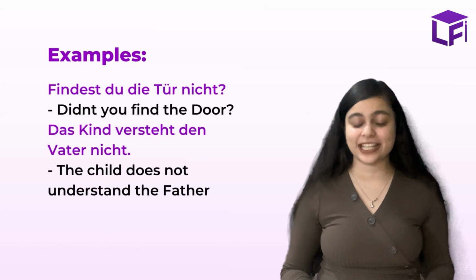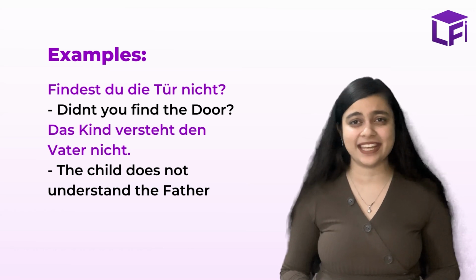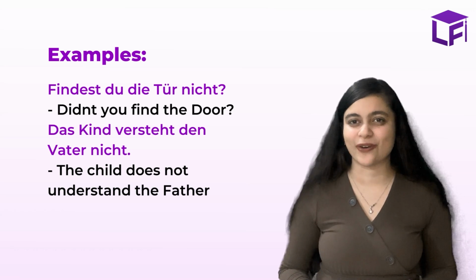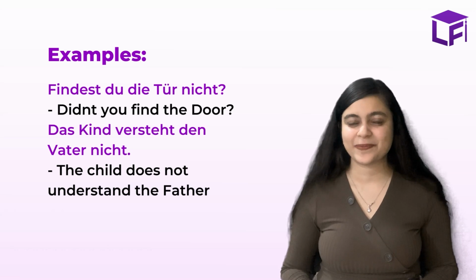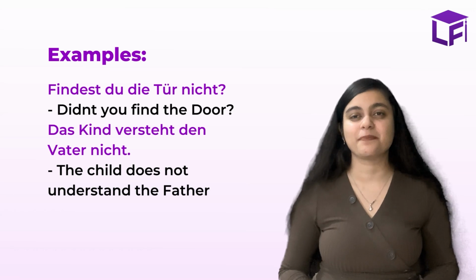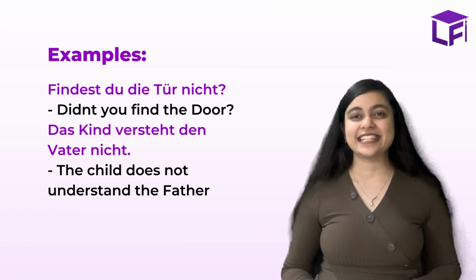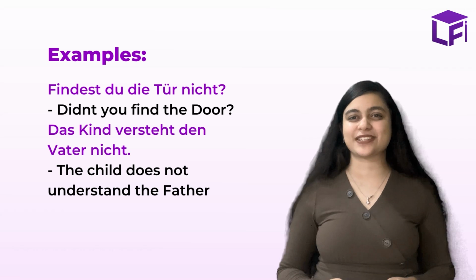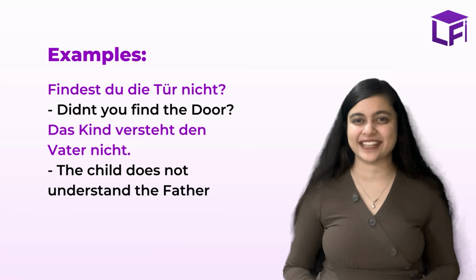Now the next sentence for you says, Findest du die Tür nicht? Don't you find the door? Or didn't you find the door? So, in this sentence, finden or findest becomes your verb. And your direct object is die Tür, because du becomes your nominative case or subject of the sentence. So, die Tür becomes your accusative case.